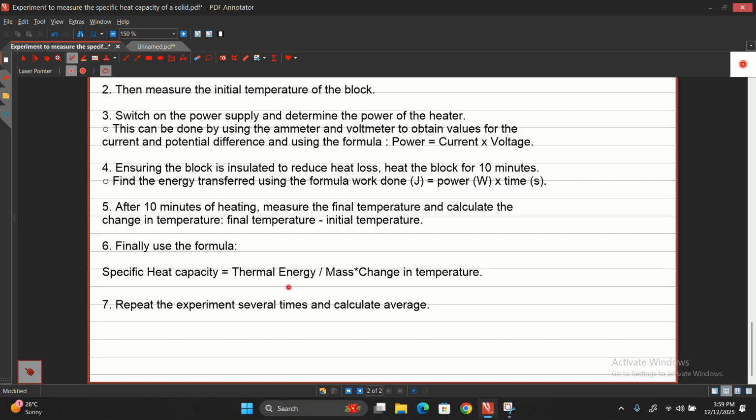Now as always, you will have to repeat the experiment several times and calculate the average. This is a point which is very, very common in all your experiments in IGCSE Physics. Not only in IGCSE Physics, but in IAS Physics and IAL Physics, you will find that you will have to write this point in all types of experiments.